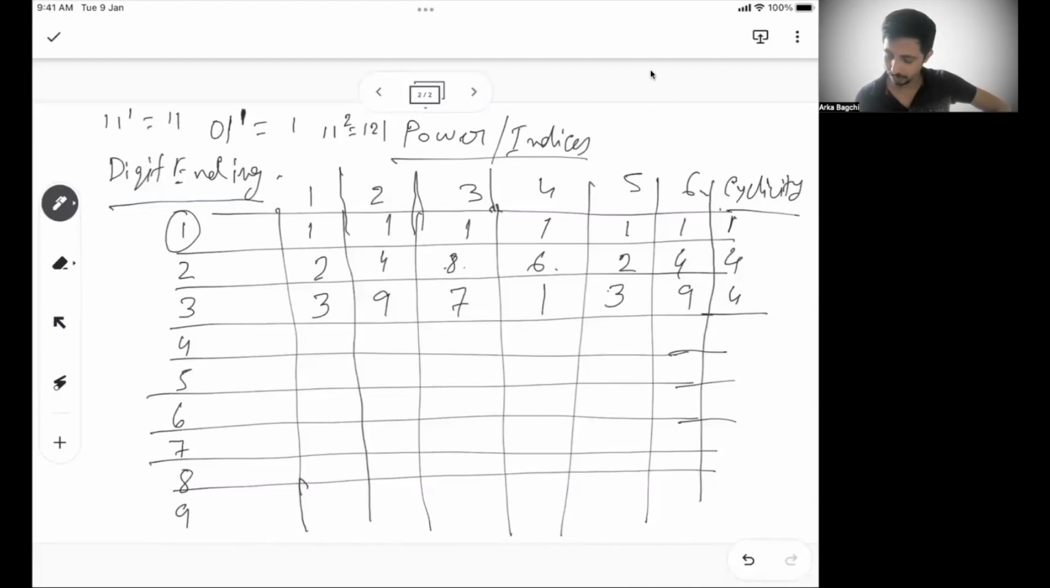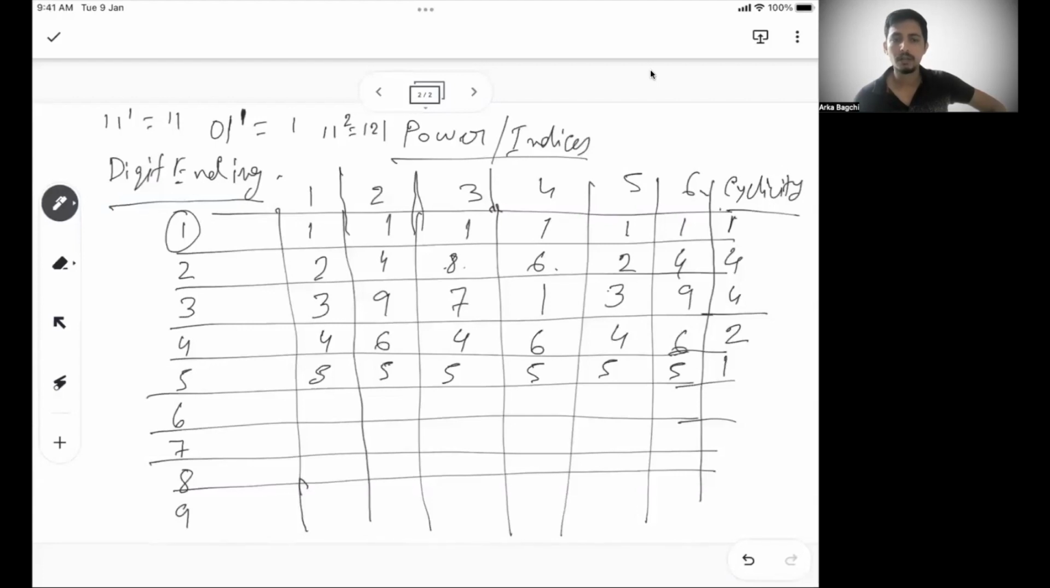For 4, 4 to the power 1 is 4. 4 squared is 16, 4 cube is 64, 4 to the power 4 is 256, 4 to the power 5 is again 1024, 4 to the power 6 is again ending with 6. So if you do this, the cyclicity here is 2. So 4 to the power 1 is same as 4 to the power 3, same as 4 to the power 5. So at a gap of 2 numbers in the power, your same last digit reappears. For 5, it's all 5. 5 to the power 1, 5, 5 squared, 25, 5 cube, 125. All these end in 5. So again, the cyclicity is 1.